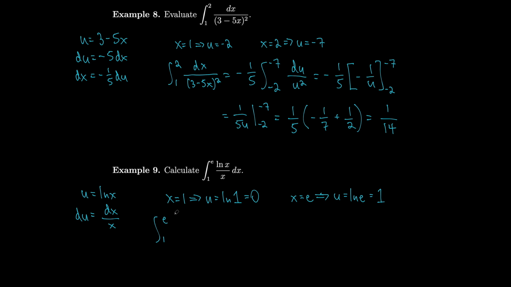So we replace our limits and our integral. We get the integral from 1 to e of ln x over x dx is equal to the integral from 0 to 1 of u du. Because 1 over x dx gets replaced with du, and ln x gets replaced with u, so that's a super nice integral. We just get u squared over 2 from 0 to 1. So you just have to be careful to replace your limits here. Anyway, this is just a half.